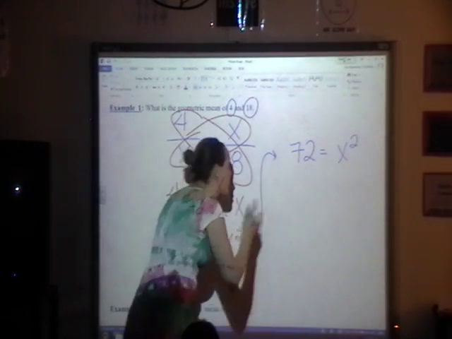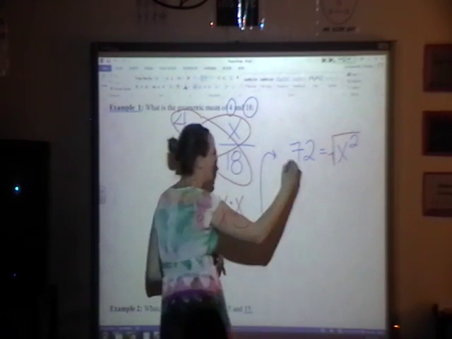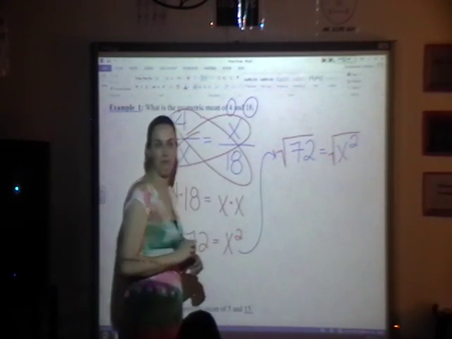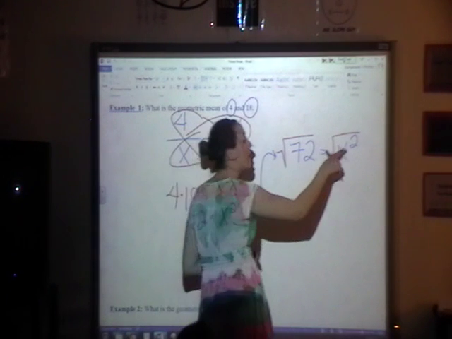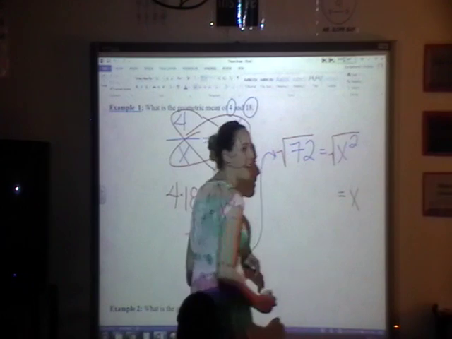So to undo a square, you square root. What you do to one side, you gotta do to the other. So the square root of x squared, ultimately they cancel each other out. You're left with x.